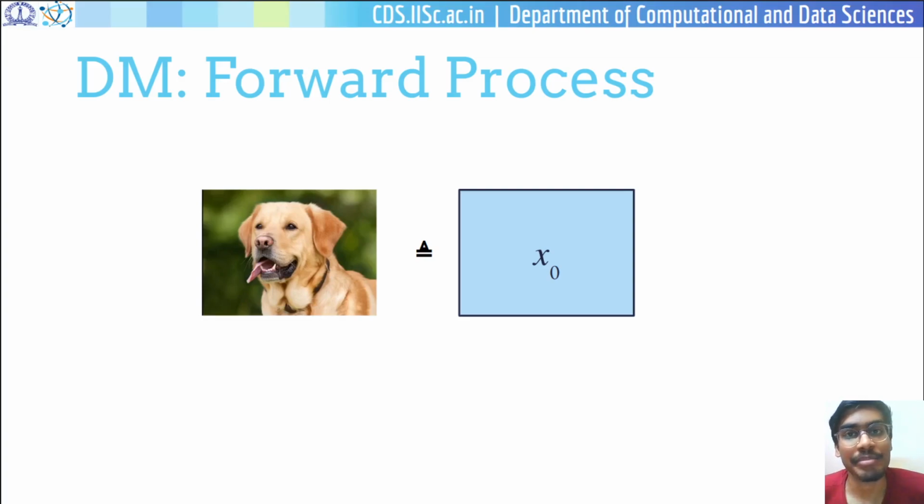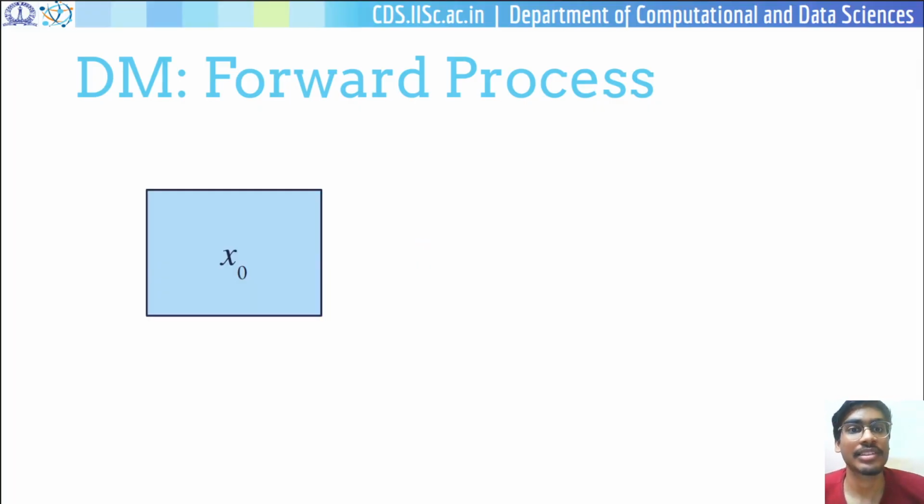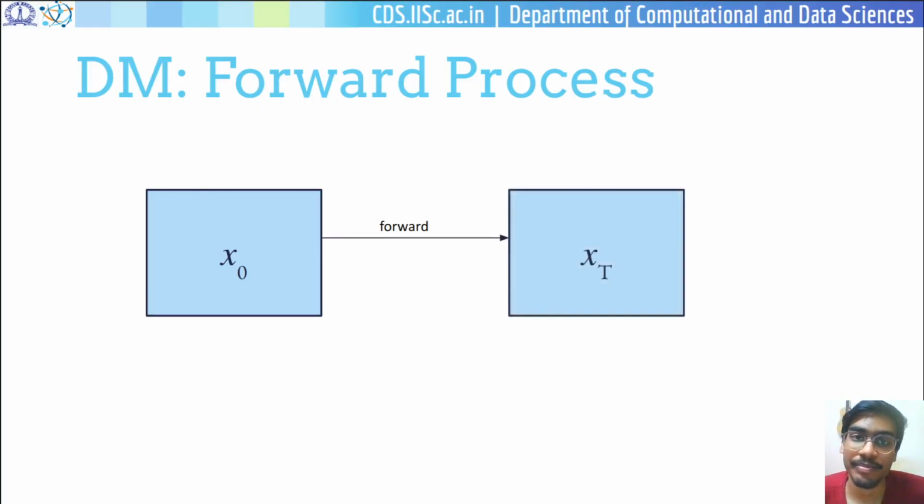Let's start from a sample image from the target data distribution, say from a training set, and let's call it X0. Let's define a forward diffusion process that gradually adds noise to this image over capital T time steps, and let's call it the forward process. Our model will be tasked to starting with X capital T and undoing this noise by what we call as the reverse process.